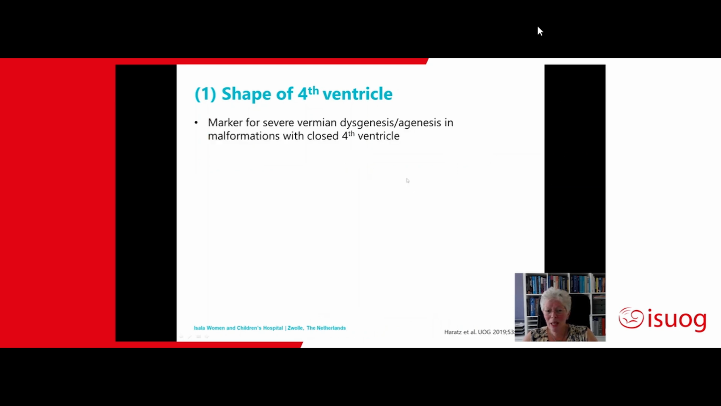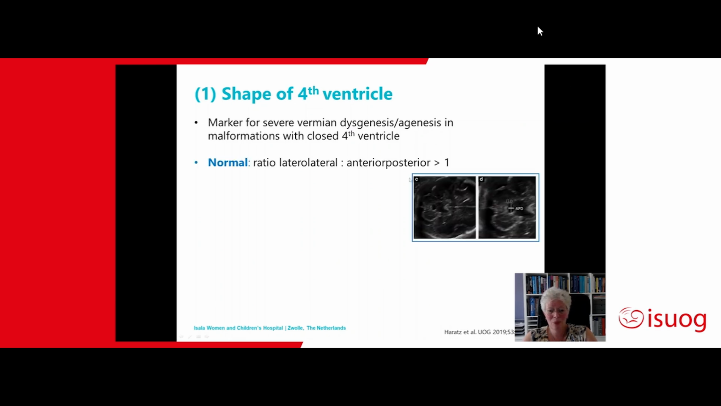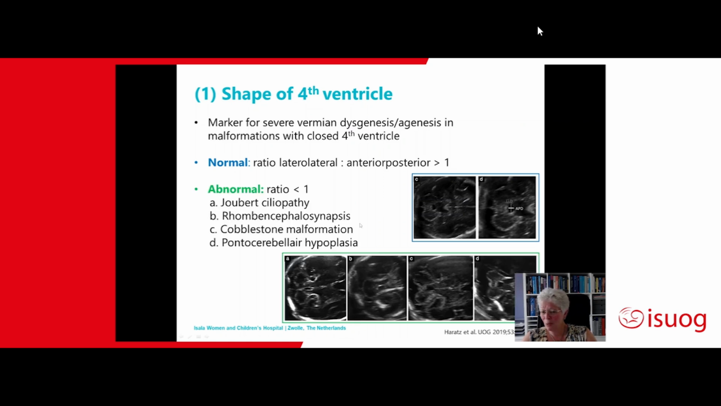The shape of the fourth ventricle could also be a marker for severe vermian dysgenesis or agenesis in malformations with a closed fourth ventricle. And this is a study by Haratz et al. And she says in a normal fourth ventricle, the width of the fourth ventricle should be bigger than the height of the fourth ventricle. And so this ratio should be more than 1. And if this ratio is below 1, then something's wrong.